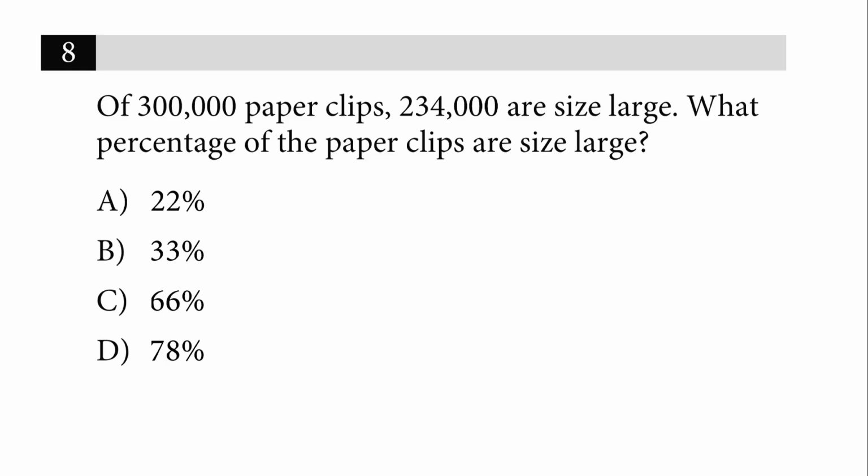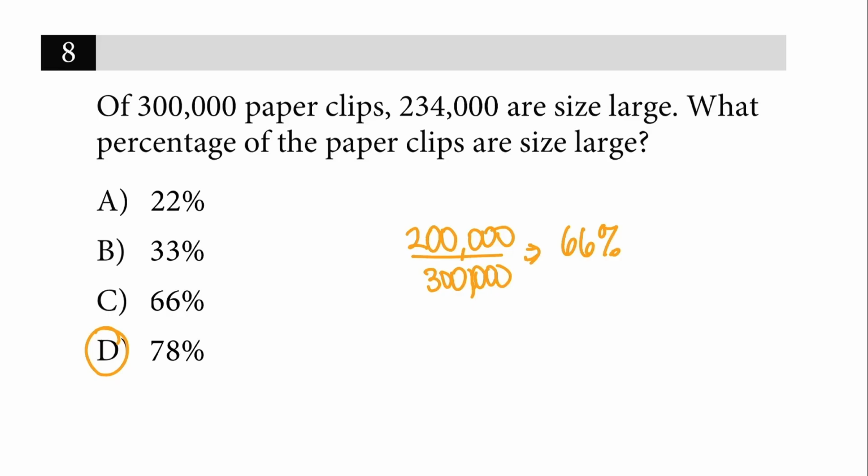Well, if we were to have 200,000 over 300,000, that would be exactly 66% because it's 2/3. And we know that we have more than that, so it's going to be 78%. And you can also verify this in Desmos as well.